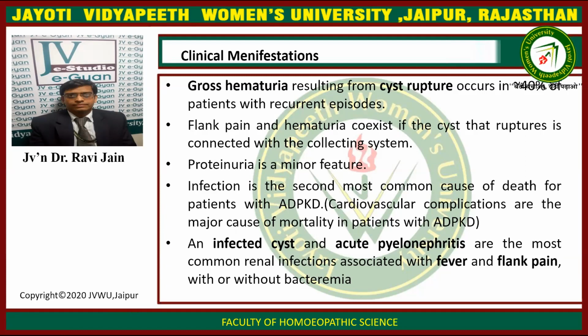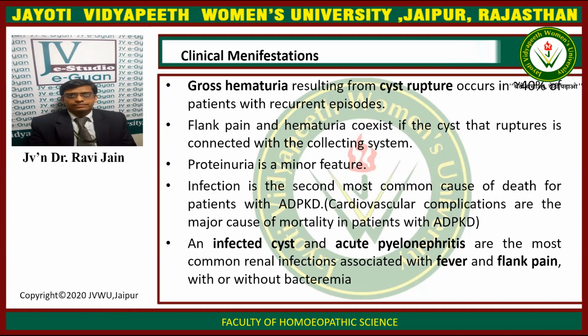Why does gross hematuria occur? Because of the rupture of the cyst. When the cyst ruptures, it leads to excessive bleeding from that particular portion, leading to gross hematuria, which occurs in 10% of patients with recurrent episodes. The flank pain and hematuria coexist if the cyst that ruptures is connected with the collecting system. So if the cyst ruptures into the collecting system, flank pain and hematuria come together. Proteinuria is a minor feature. There is no proteinuria or only very mild proteinuria in polycystic kidney disease.